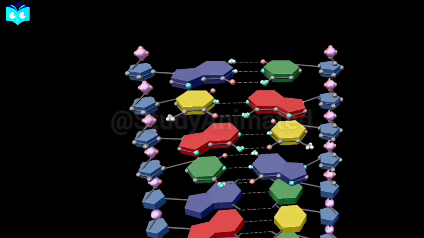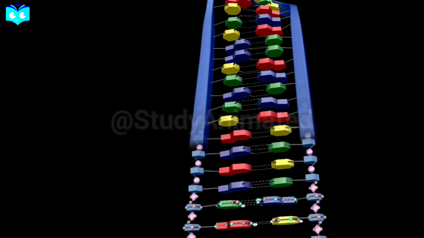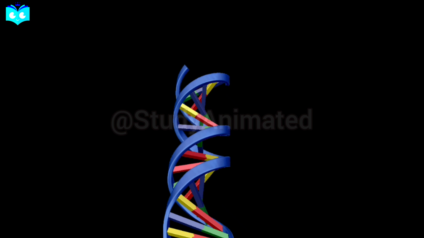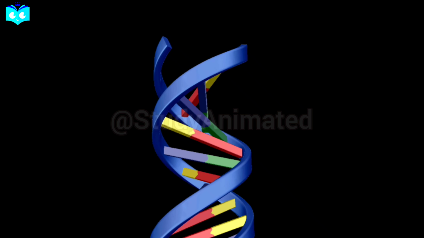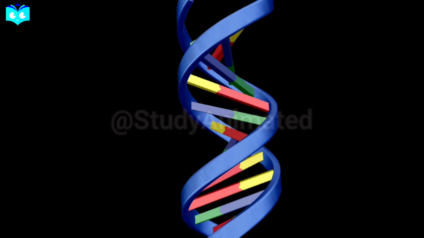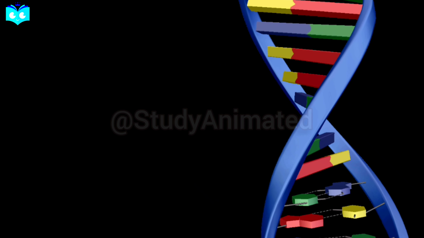One end is called the 5' end. The other end is called the 3' end. Now look at the complete DNA molecule. DNA consists of two polynucleotide chains. The two chains run in opposite directions. This arrangement is called antiparallel. So, if one strand runs from 5' to 3', the other runs from 3' to 5'.